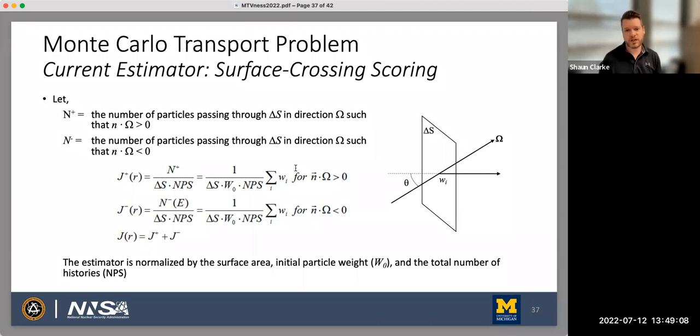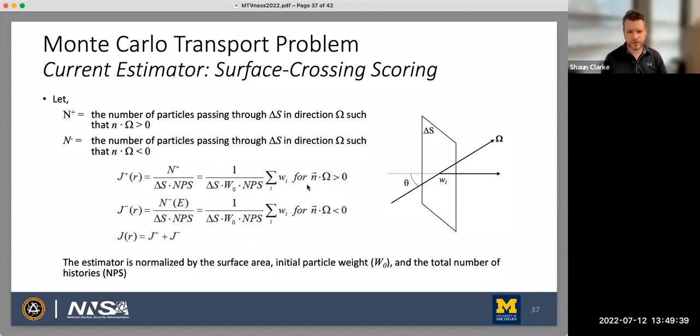calculation is, every time a particle crossed that surface, you would add the particle's weight to your tally. And eventually, when you finish your calculation, you're going to get a sum here, which is the sum of all the times particles crossed that surface. And the tallies get normalized by the number of particles that you start with, the surface area, if you want to do per square centimeter, and the initial weight of the particles.